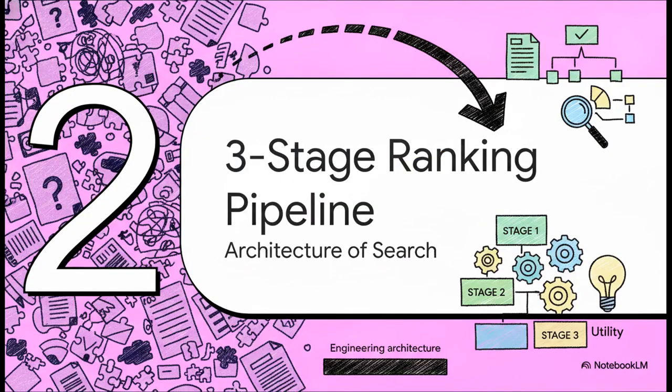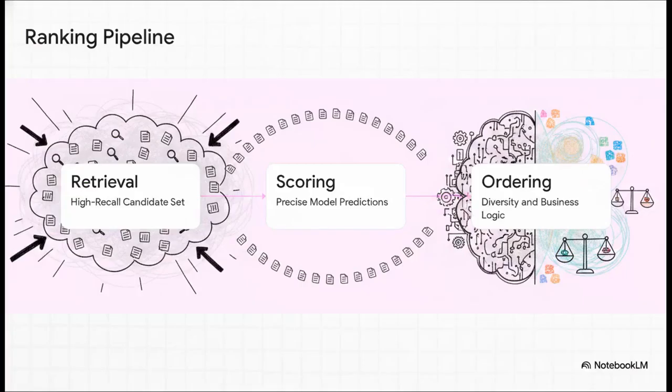Section 2. The three-stage ranking pipeline. Now, modern recommendation and search systems don't just magically happen in one step. They operate in a very specific three-stage pipeline. Stage 1 is retrieval, where we quickly pull a high recall set of thousands of candidates from a massive database. Then we have Stage 2, pointwise scoring. This is where heavy machine learning models assign precise, relevant scores to those candidates. And finally, we hit Stage 3, listwise ordering. This is the absolutely crucial final mile where the homogeneity problem gets solved and where diversity and actual business logic are applied.